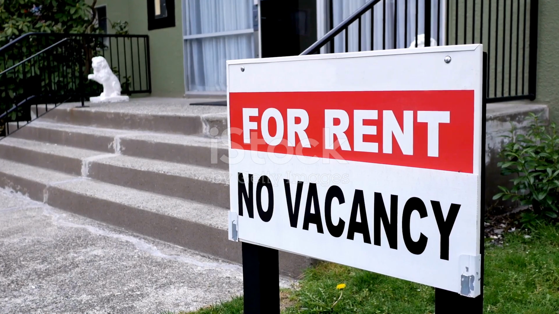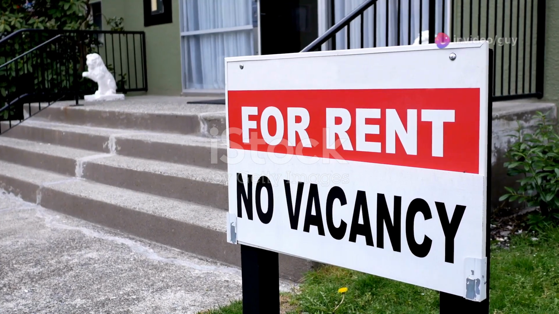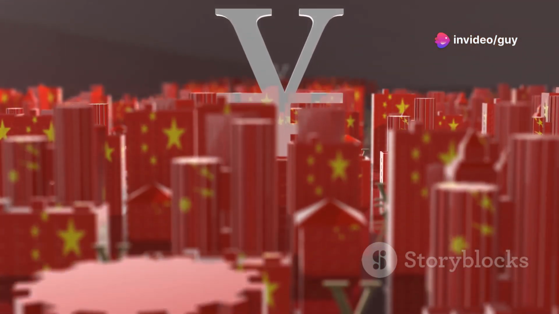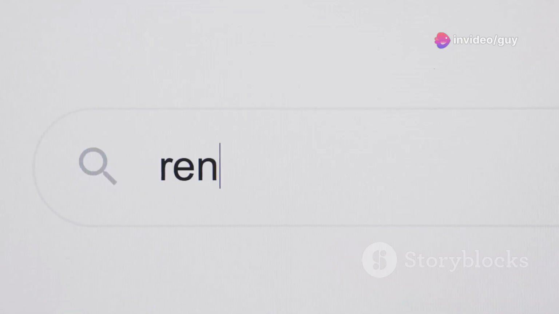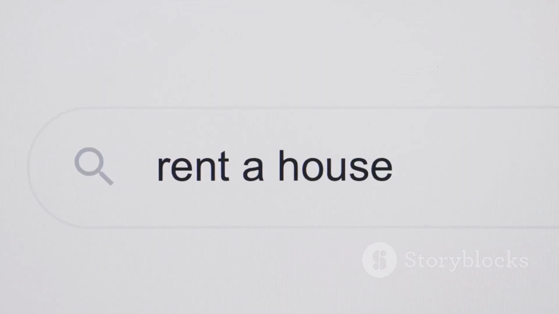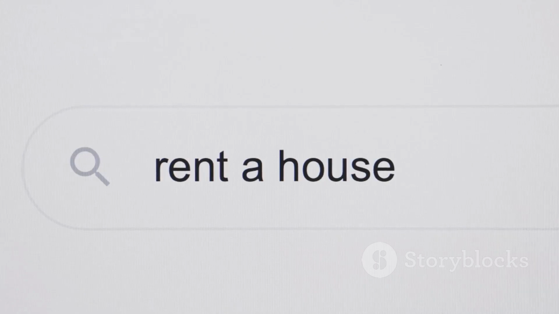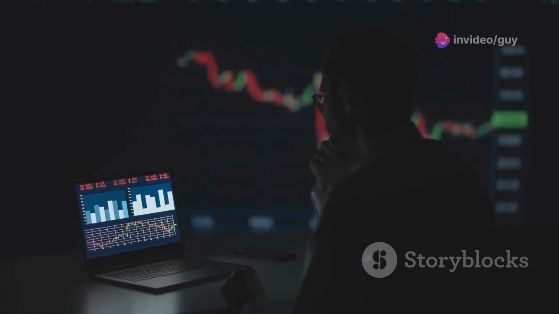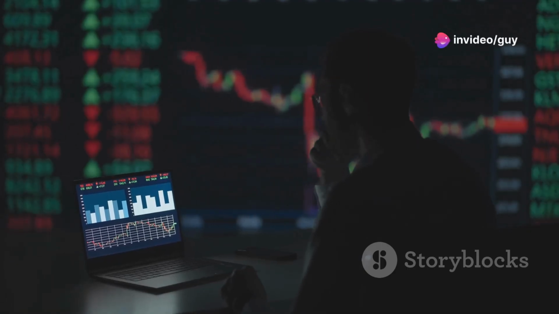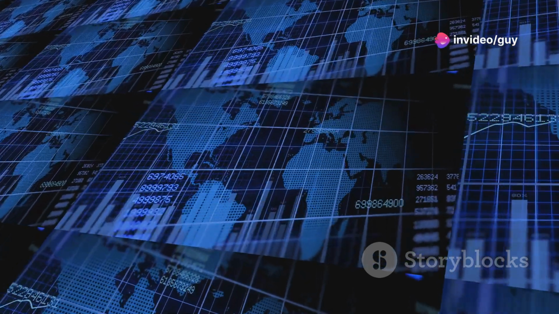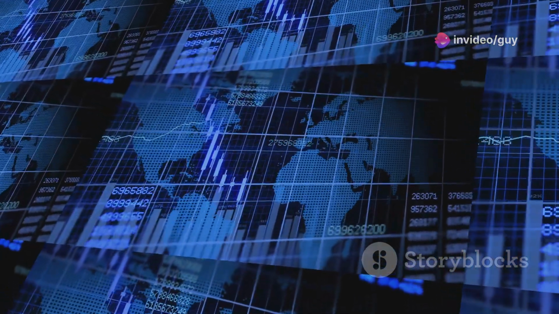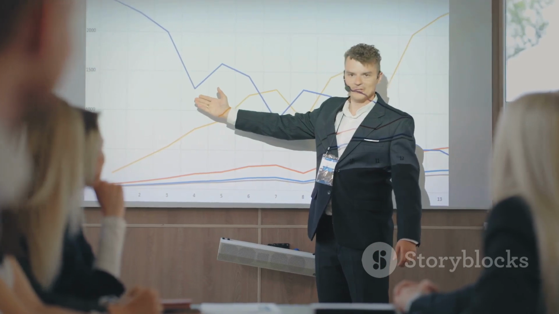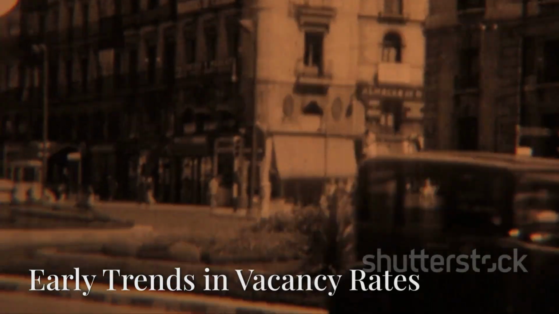Rental vacancy rates indicate the percentage of available rental properties that are unoccupied, serving as a measure of housing supply and demand dynamics. A higher vacancy rate is good for renters as more properties are available and the prices reflect that by being more affordable. Finding detailed historical data on rental vacancy rates in Australia is challenging, as comprehensive records may not be available for the entire period. However, I can provide some insights based on available data and trends.